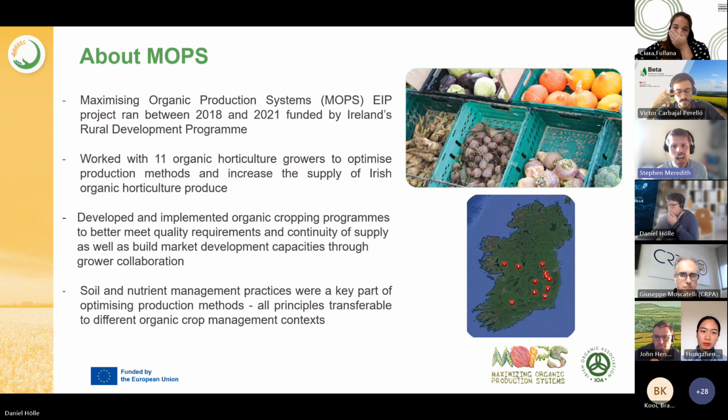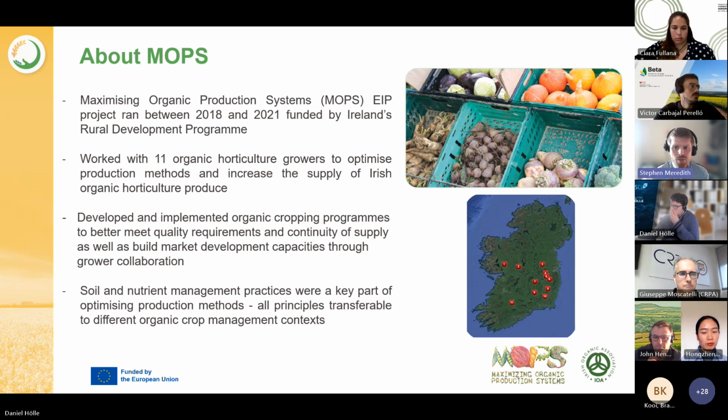And a key element of the project was working with these growers to develop and optimize their cropping programs so that they could better meet the quality requirements and support better continuity of supply by not only improving their on-farm management, but also working better together.